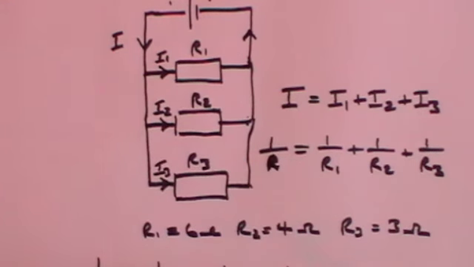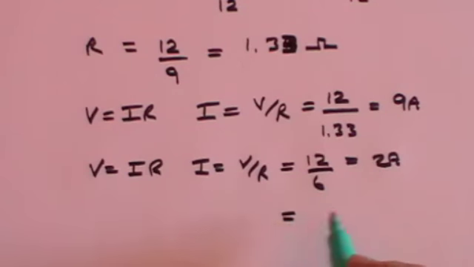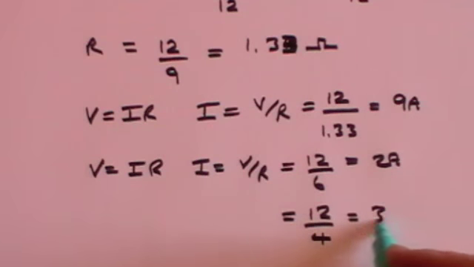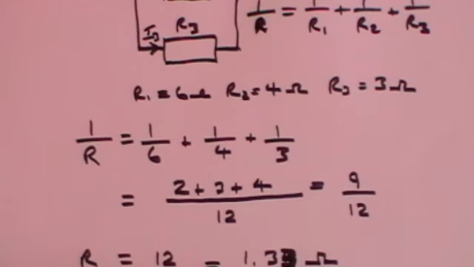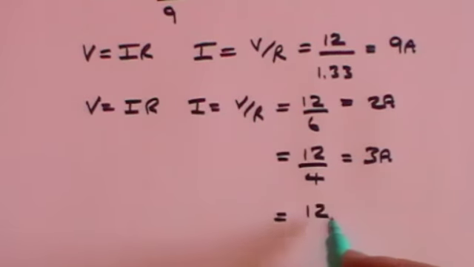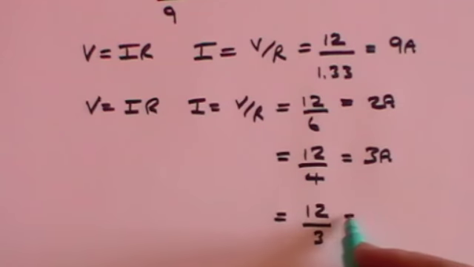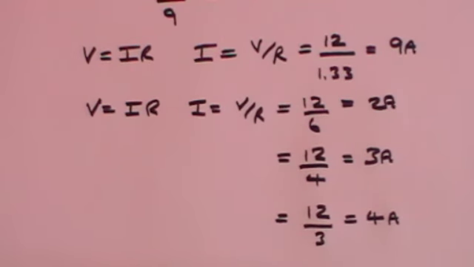What flows through the second resistor, which remember was a 4 ohm resistor? Well, here I is going to be V over R, which is 12 divided by 4, and that's going to be 3 amps. So through the second resistor, the 4 ohm resistor, you're going to get 3 amps. What about the third resistor, which is the 3 ohm resistor? Once again, 12 volts is across it, so V divided by R is 12 divided by 3, is 4 amps. So 4 amps will flow through the third resistor.